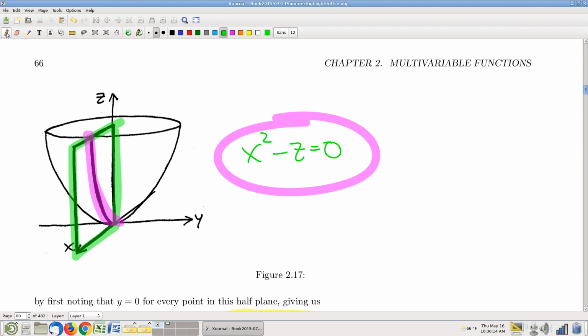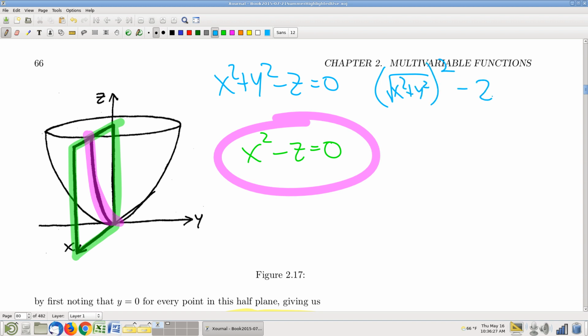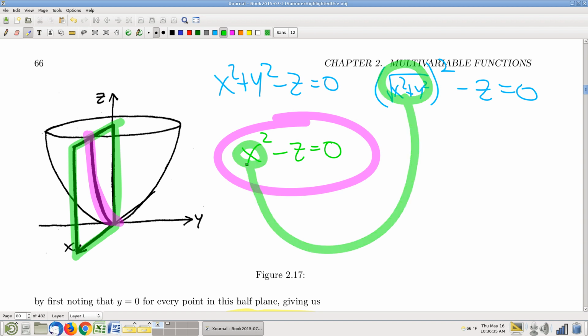The original equation was x squared plus y squared minus z equals 0, which I could rewrite as the square root of x squared plus y squared minus z equals 0. And remember, this is what x is. Yeah. Pretty good. So, it's pretty handy. Very handy.